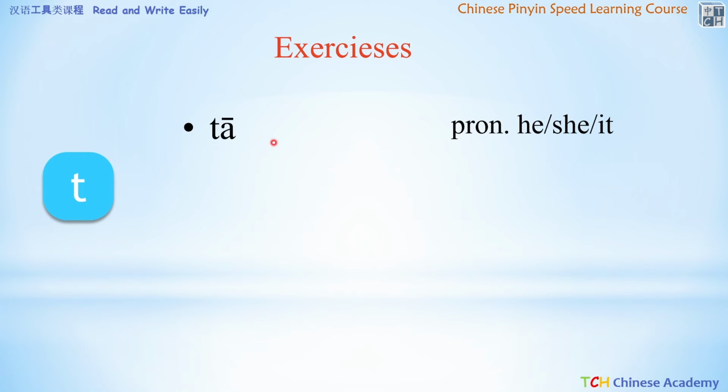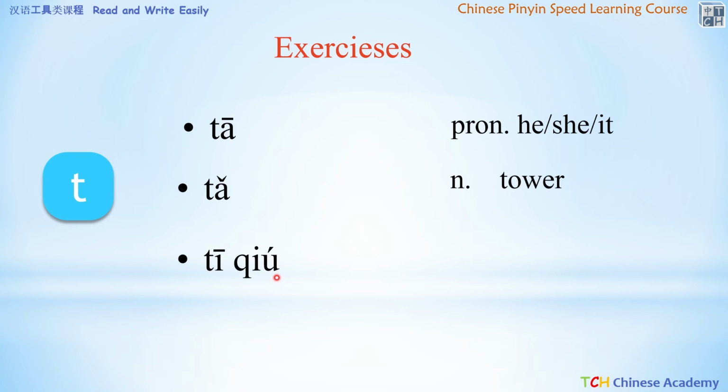So ta. And this one is t, a, ta, the third tone, ta, and that is a tower in English. So ta. And this one is ti. So t, i, the first tone, ti, and this one is totally new, and we will learn that later.